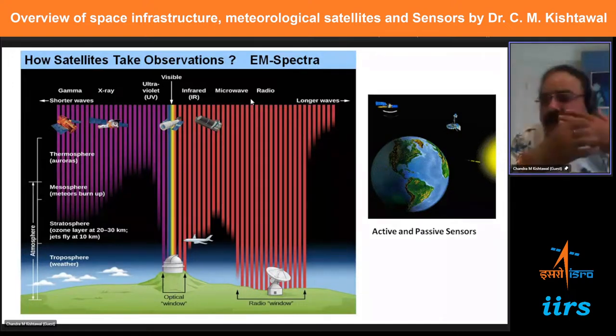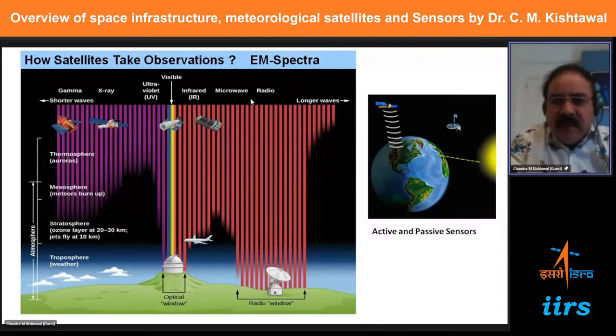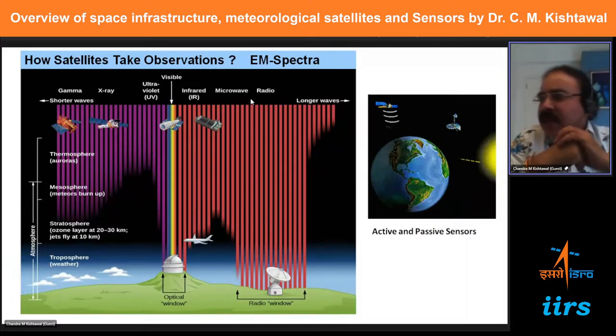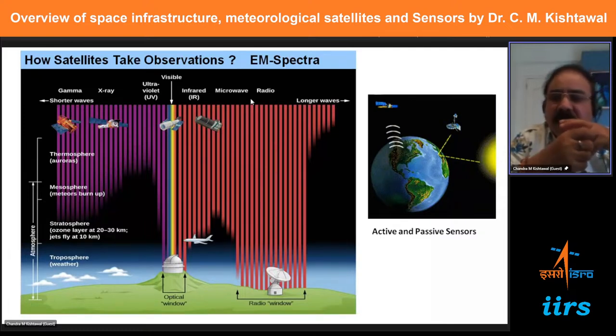Passive sensor means we are using some source, like the emission from the earth. Earth not only reflects the sunlight, but it emits radiation in the night time also, or in the daytime also, in the form of thermal infrared radiation. So this emitted or reflected radiation, whatever we are using, is basically passive sensing.